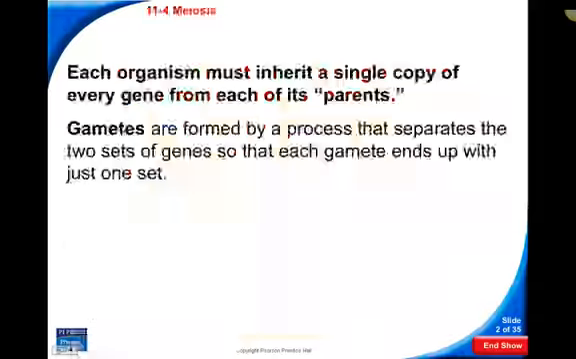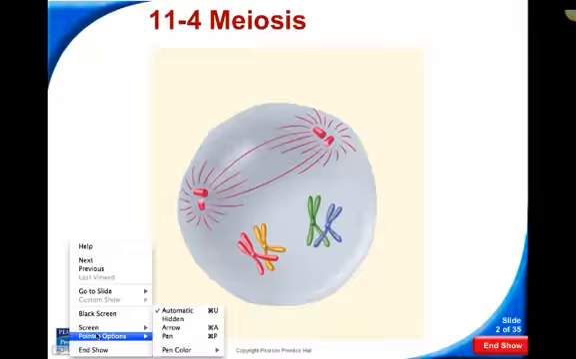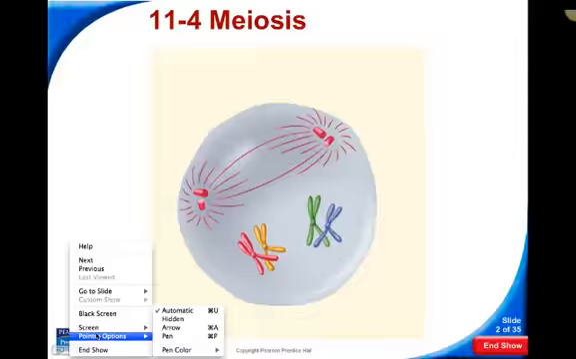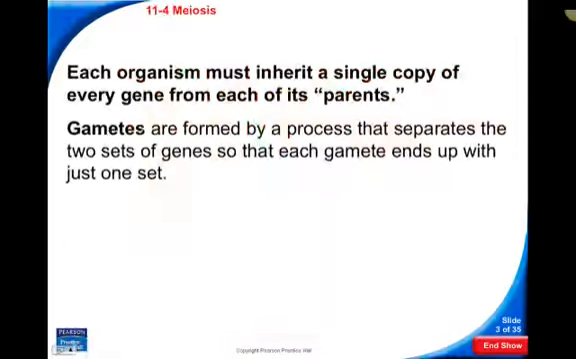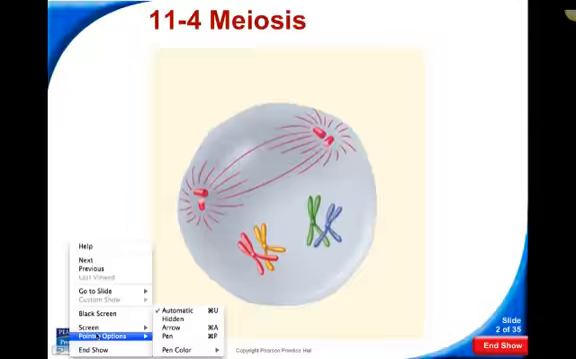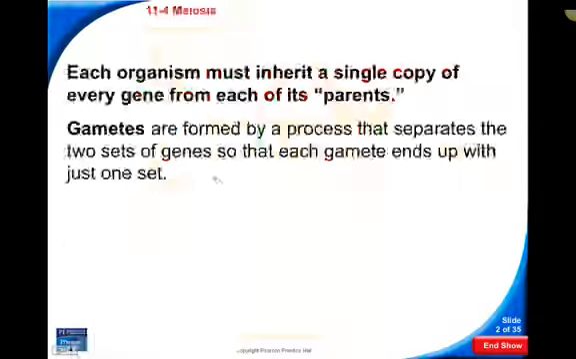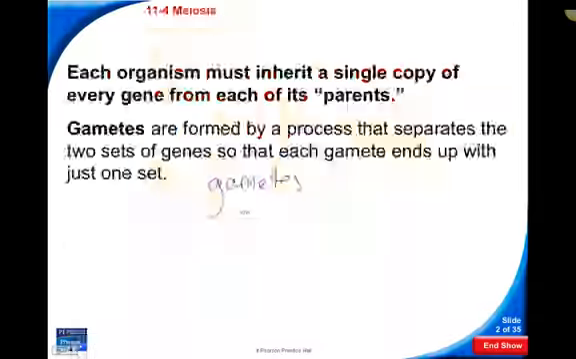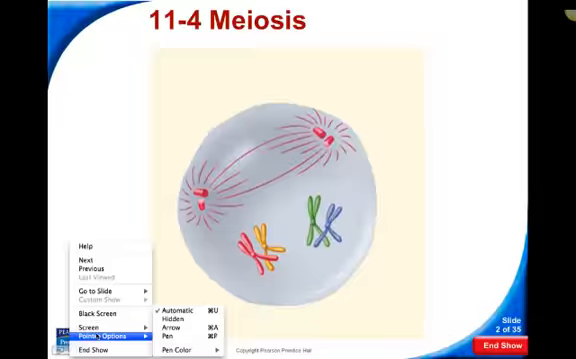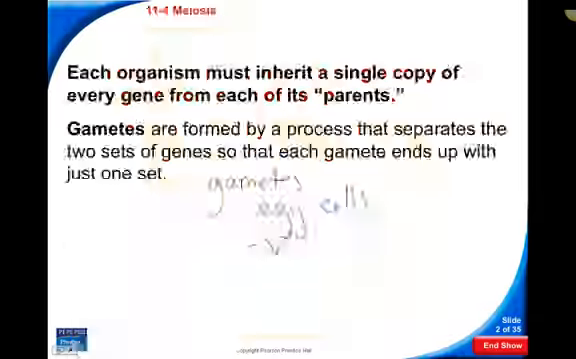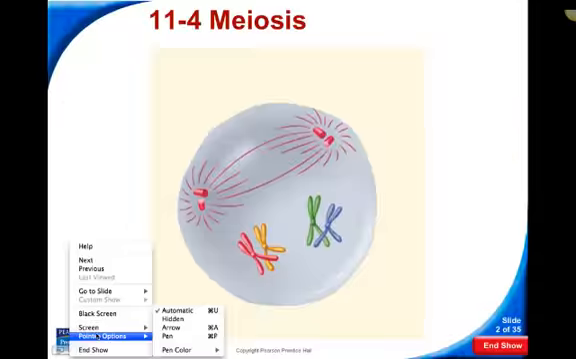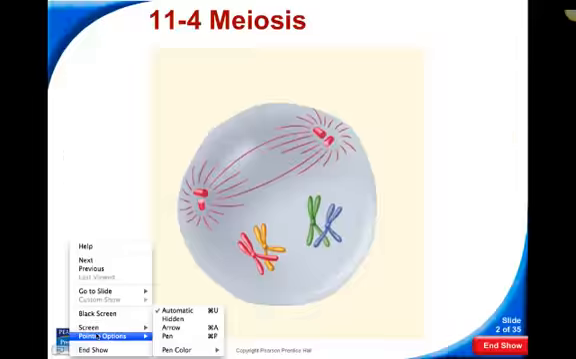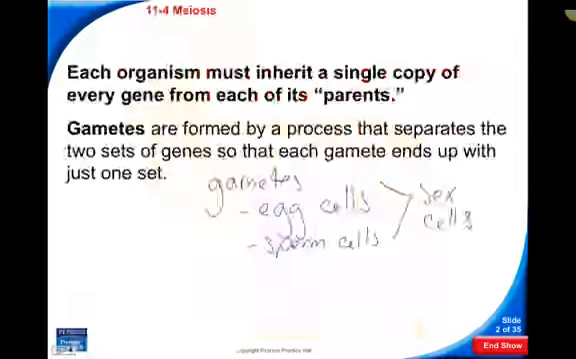It does that with something called gametes, and these are formed by a process that separates the two sets of genes so that each gamete ends up with just one set. And that's what we're going to talk about today. We're going to talk about how these are formed and the two gametes that I have mentioned before: egg cells and sperm cells. These are the two sex cells that we are going to talk about.